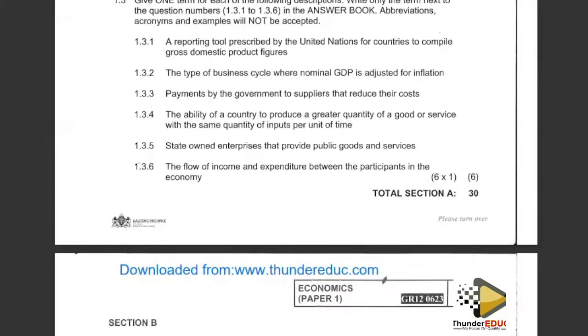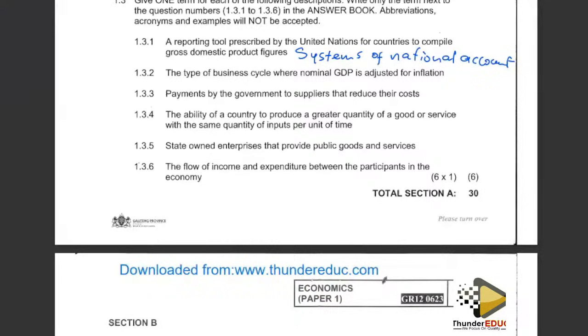So now let's move on to 1.3.1. 1.3.1 reads as follows: a reporting tool prescribed by the United Nations for countries to compile gross domestic product figures. This calls for systems of national accounts. Systems of national account. Okay, right, grade 12. So now let's move on to the next question, which is 1.3.2.